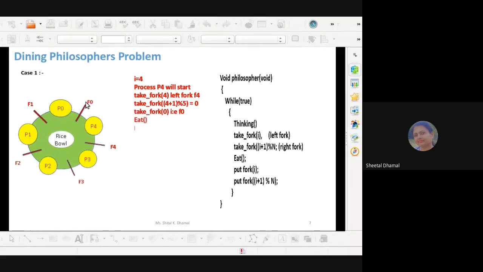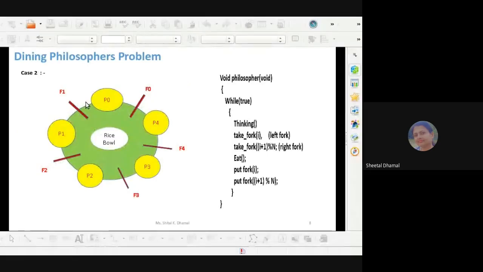Like this they are performing the operations of thinking and eating. Here all the processes are working in a mutually exclusive manner, meaning that at a time only one process or one philosopher is eating. Because of that, deadlock does not occur. But now let us consider case 2. That was case 1, the simple case.